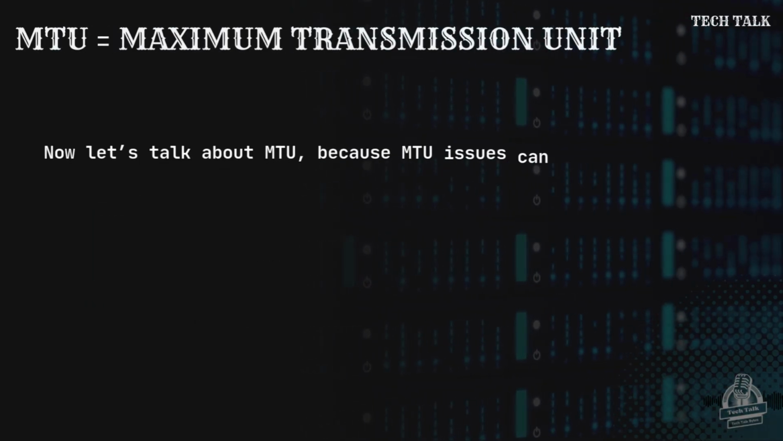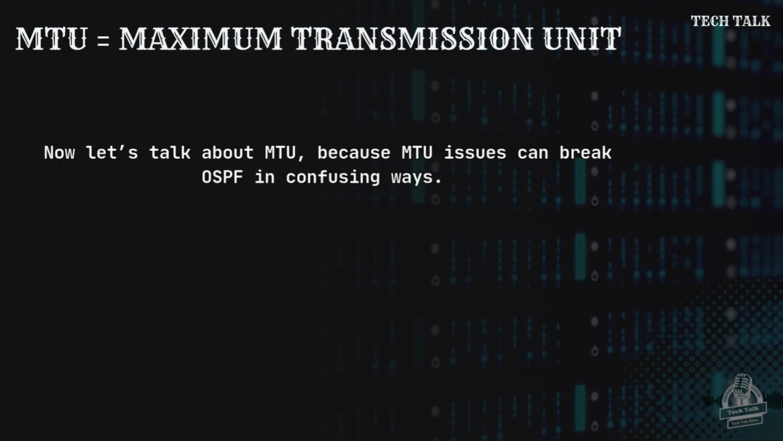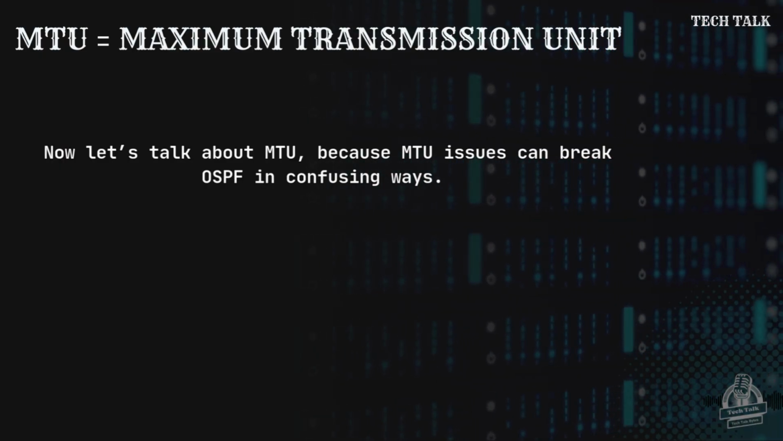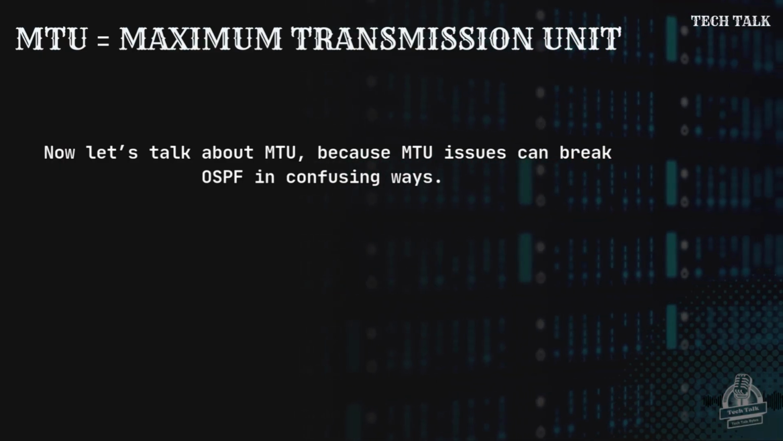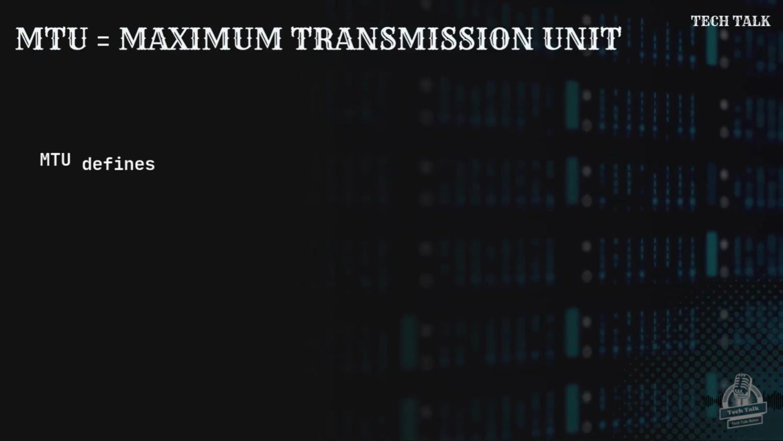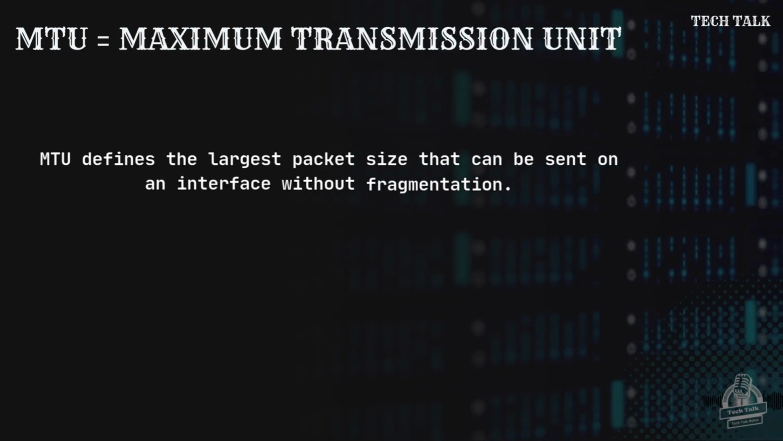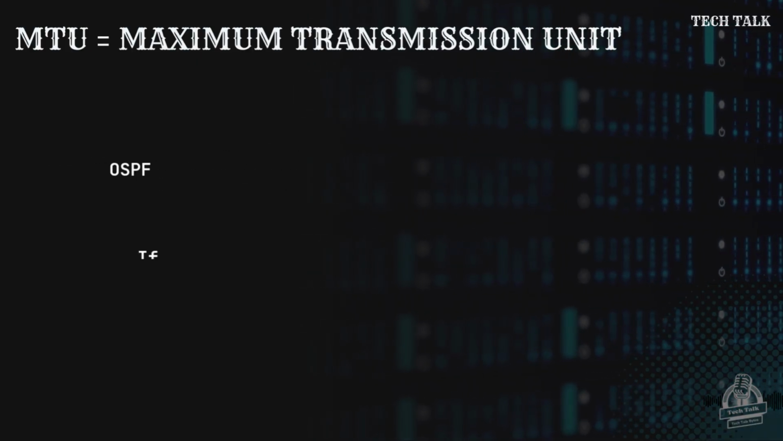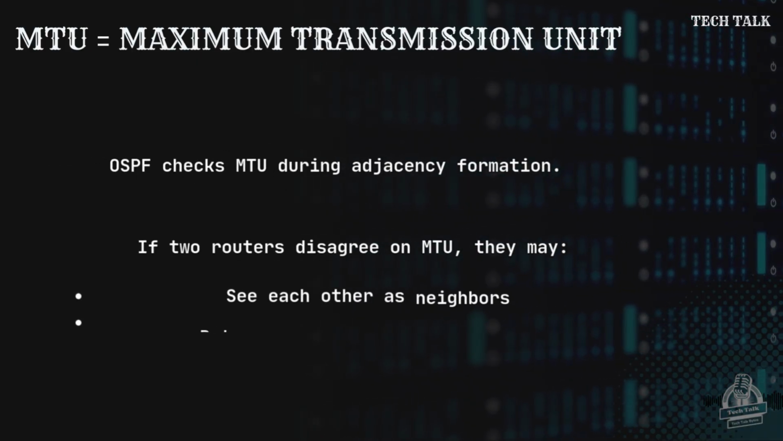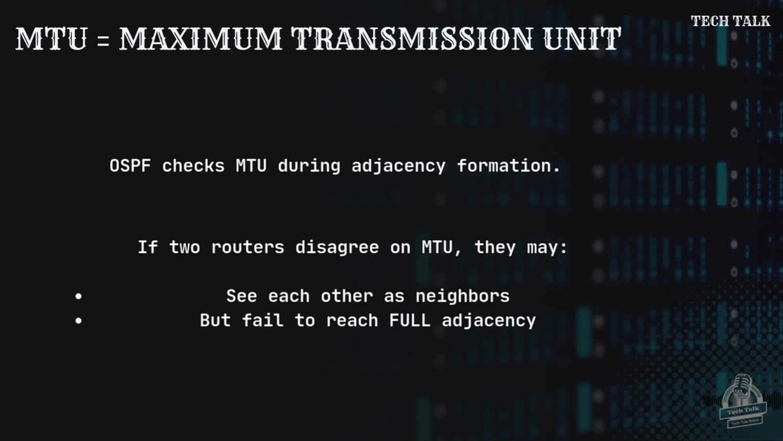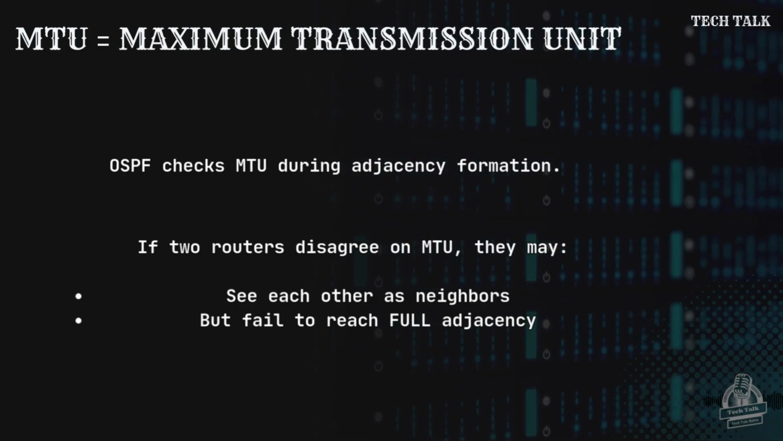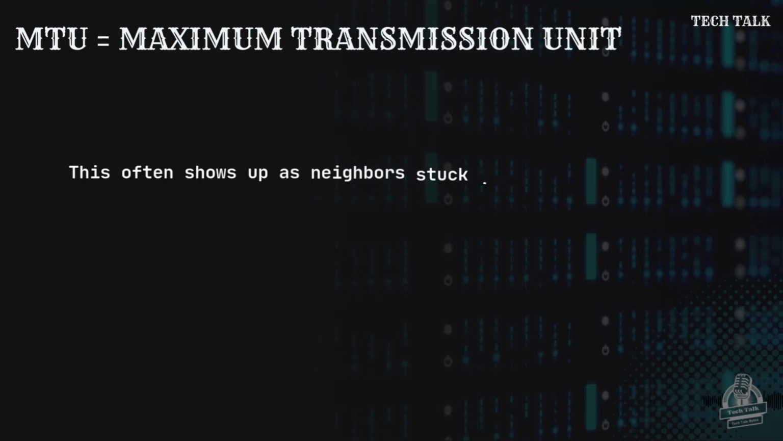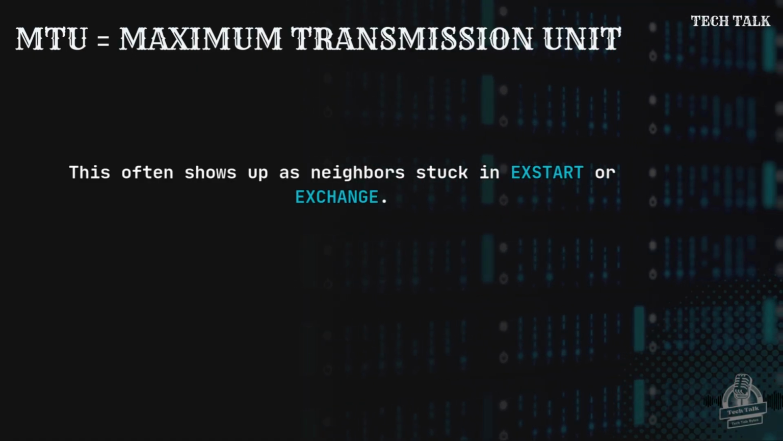Now, let's talk about MTU, Maximum Transmission Unit, because MTU issues can break OSPF in confusing ways. MTU defines the largest packet size that can be sent on an interface without fragmentation. OSPF checks MTU during adjacency formation. If two routers disagree on MTU, they may see each other as neighbors, but fail to reach full adjacency. This often shows up as neighbors stuck in EXSTART or Exchange.